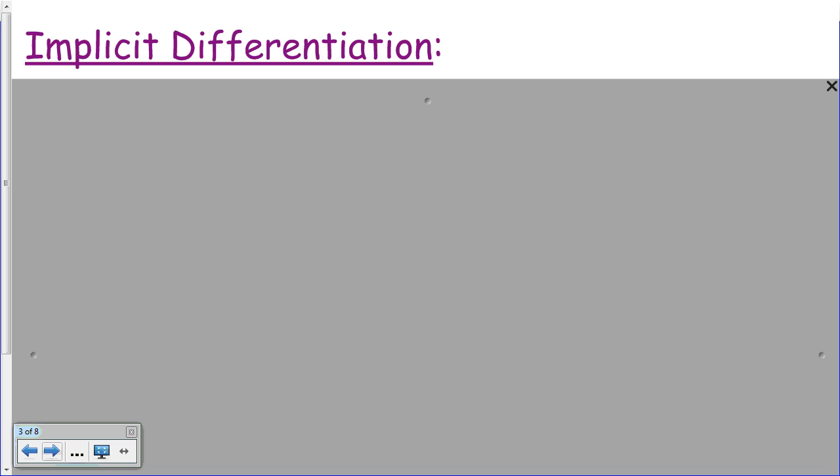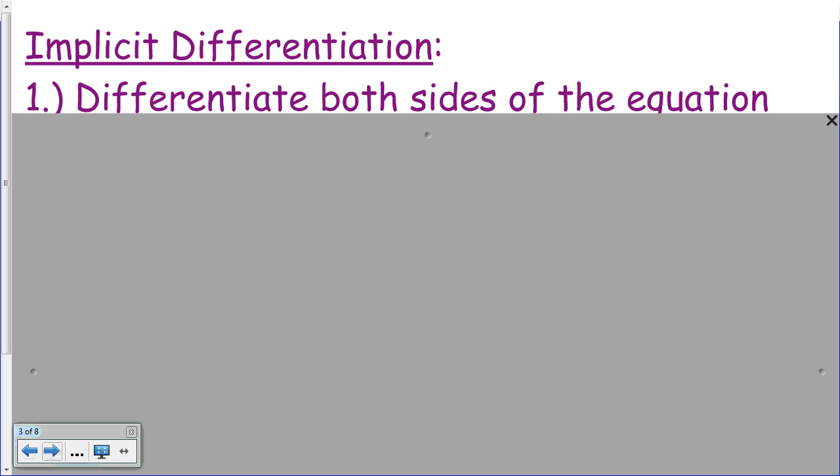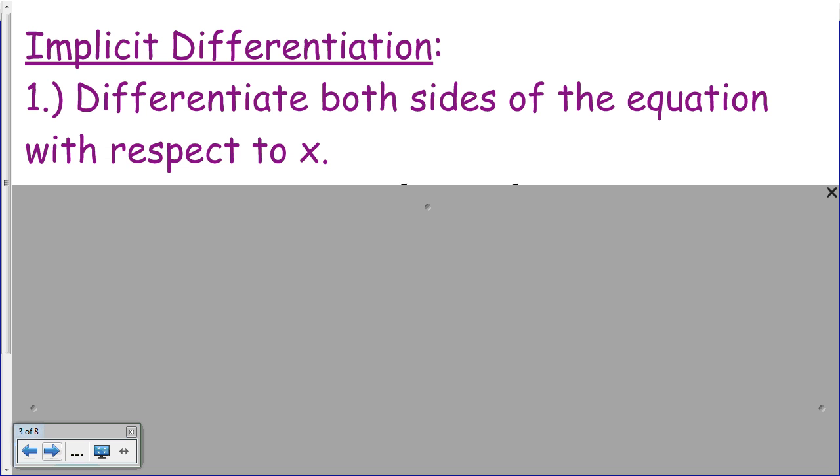It's only when it's not solved for y that we refer to it as implicit differentiation, to indicate that it's not an equation that's solved for y. But I can still take the derivative of that equation, regardless of whether it's solved for y or not. Here's the technique that we use. The first step, for any function you want to take the derivative of, whether implicit or explicit, is to differentiate both sides of the equation with respect to x. In other words, we want to find the derivative of both sides of that equation.